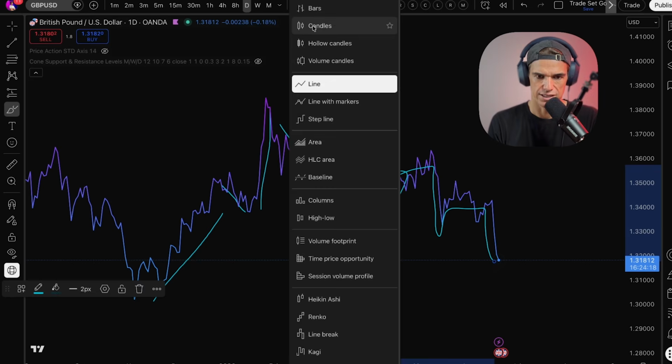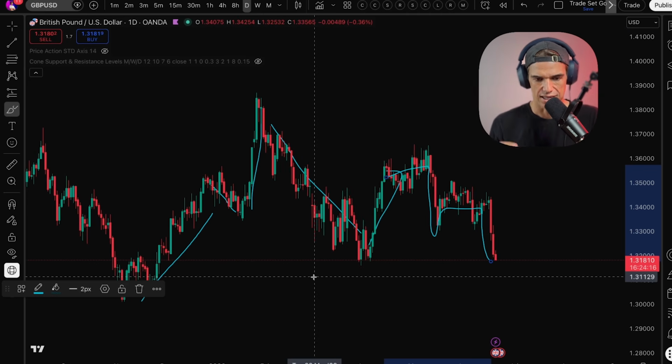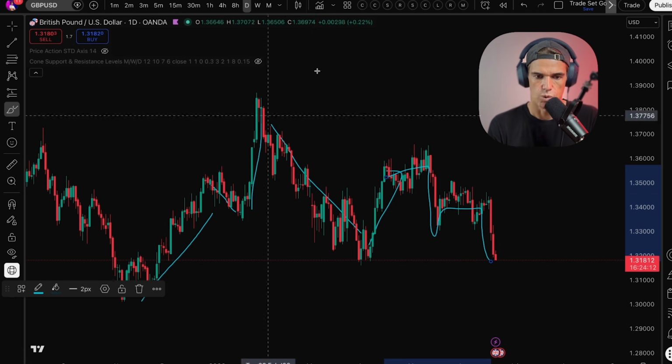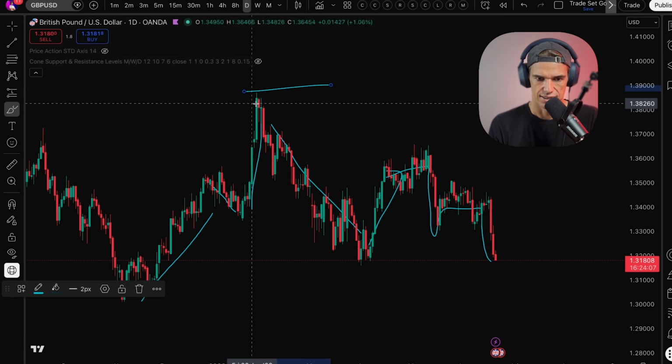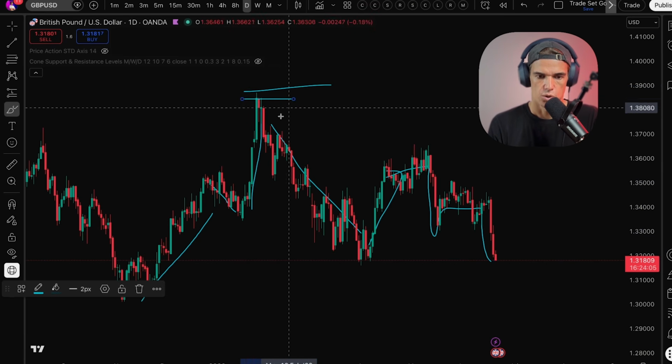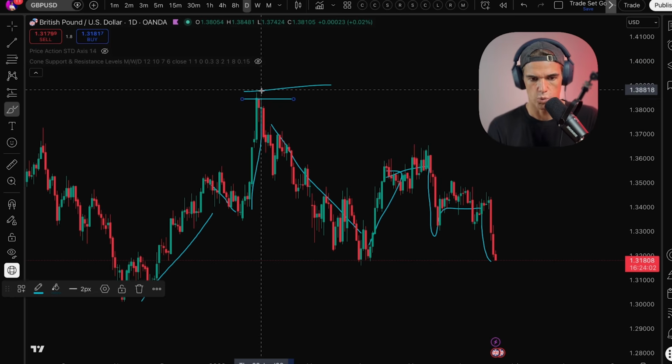Now, if we reverse that to the candlestick, yes, you can identify that, but the line chart will make it a lot cleaner to identify where the exact high is. Is the high here? Is it this range? Or how do you determine, is it the wick? Is it the top of the wick? Is it the body of the wick?